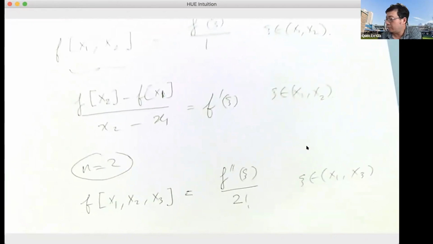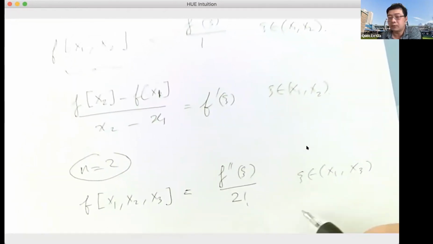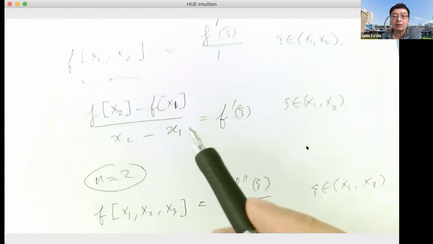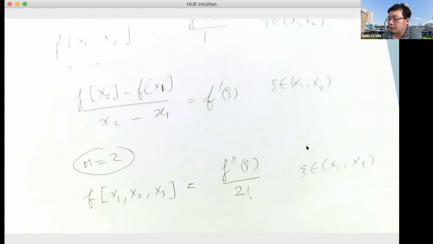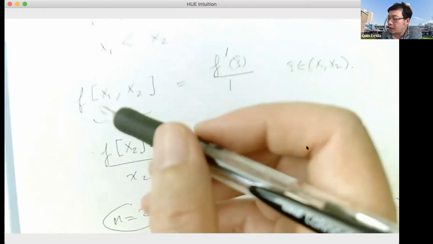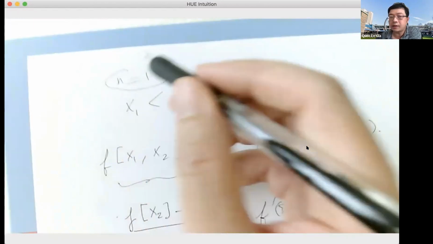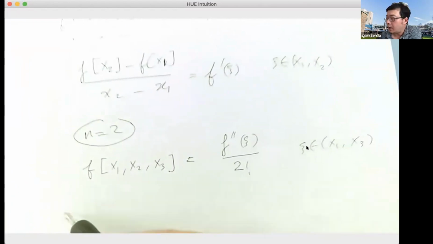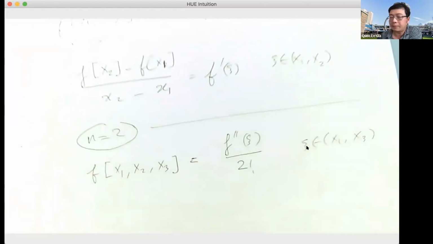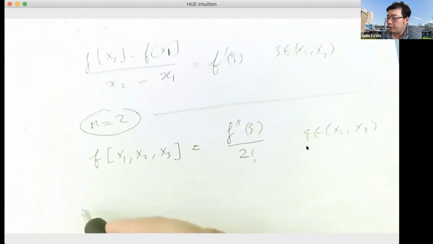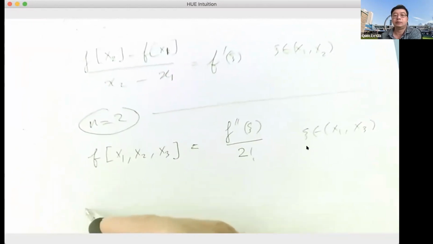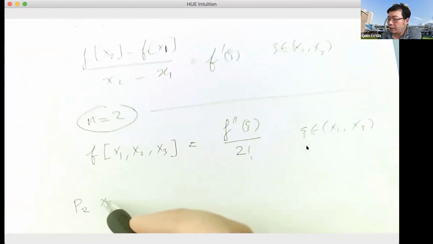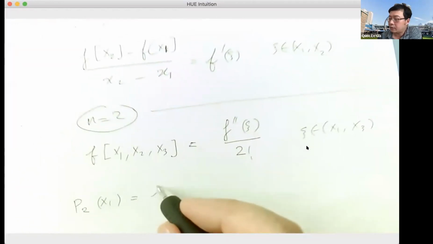But before we prove it, let's go back to the case here. How do we prove it? The case n equal 1 we don't have to prove, this one is just the mean value theorem. Now n equal 2. Suppose I have a polynomial P2, and it interpolates x1, x2, and x3.